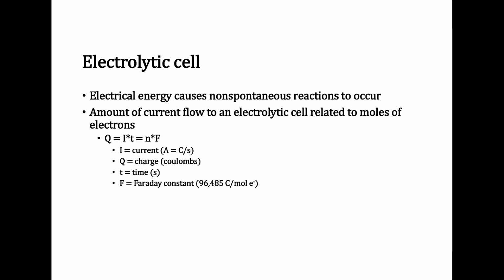So what happens here is, in an electrolytic cell, you're actually causing a non-spontaneous reaction to occur. So in this case, you could turn rust back into metal, for example. But how fast it goes and the extent that it goes depends on how much current is flowing. So what we're going to see is that the charge Q is equal to the current times the time in seconds. And then that is equal to the moles of electrons times Faraday's constant.